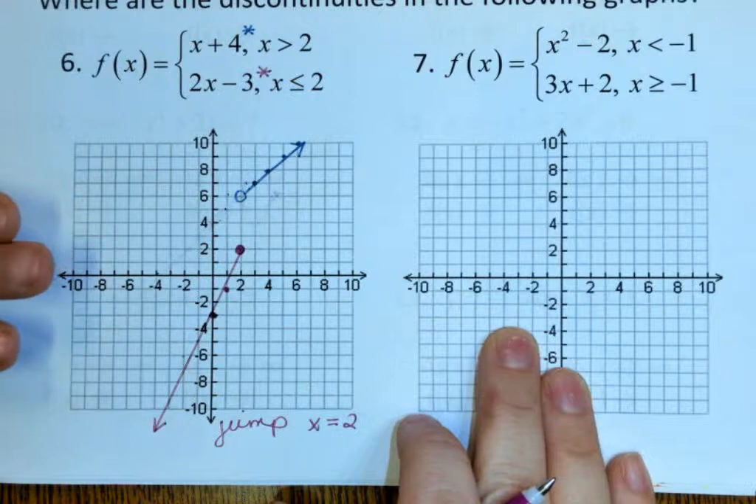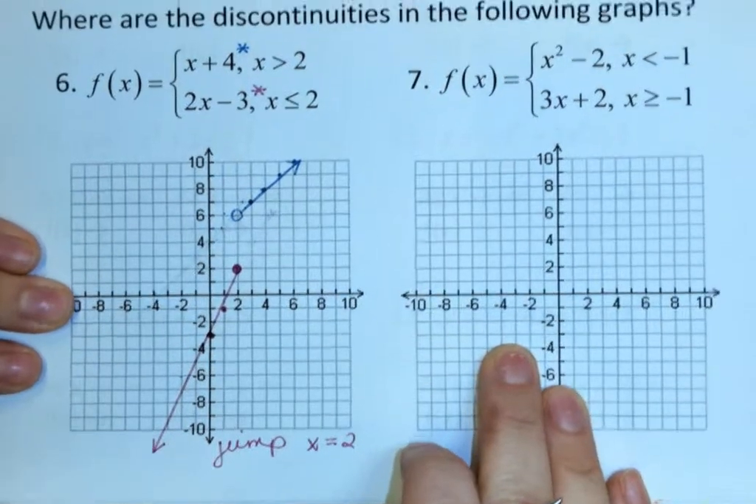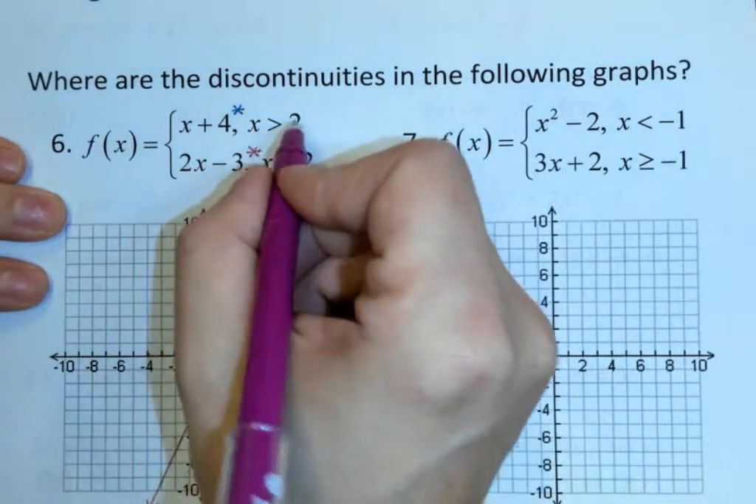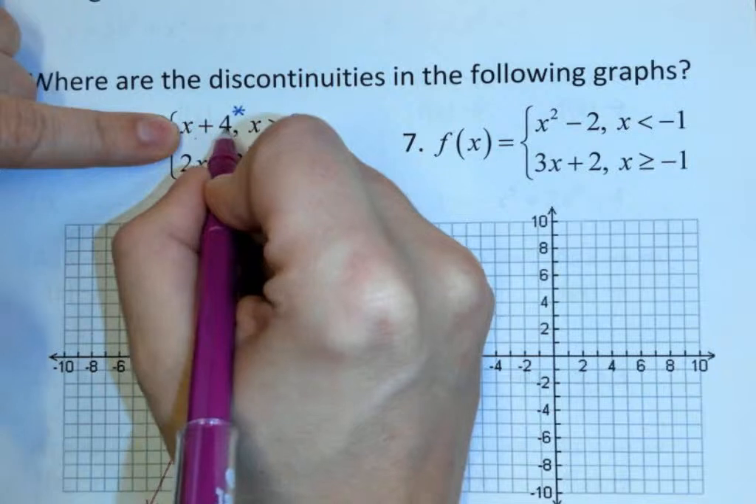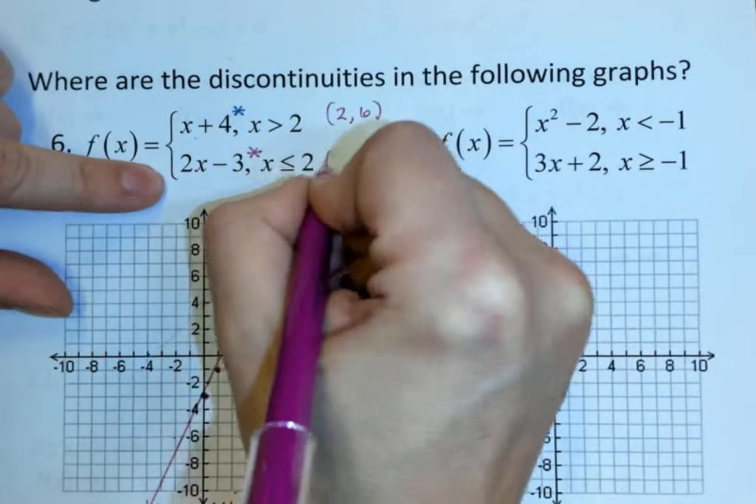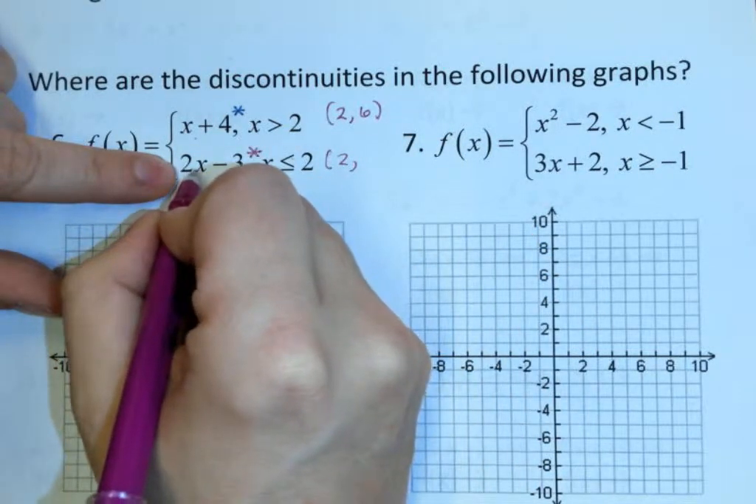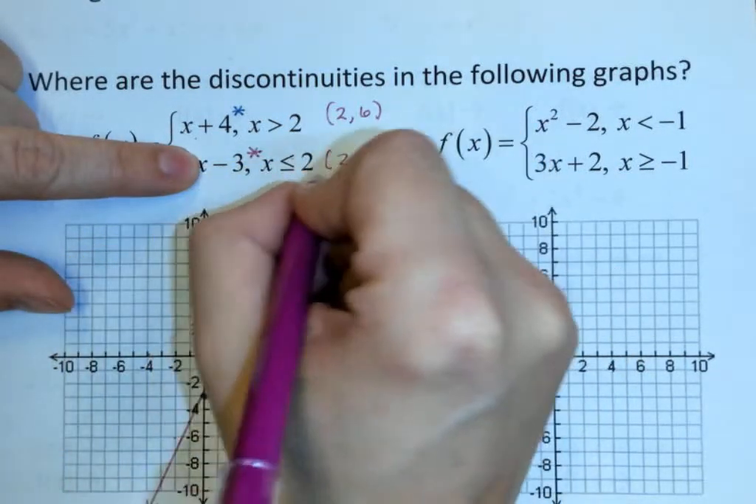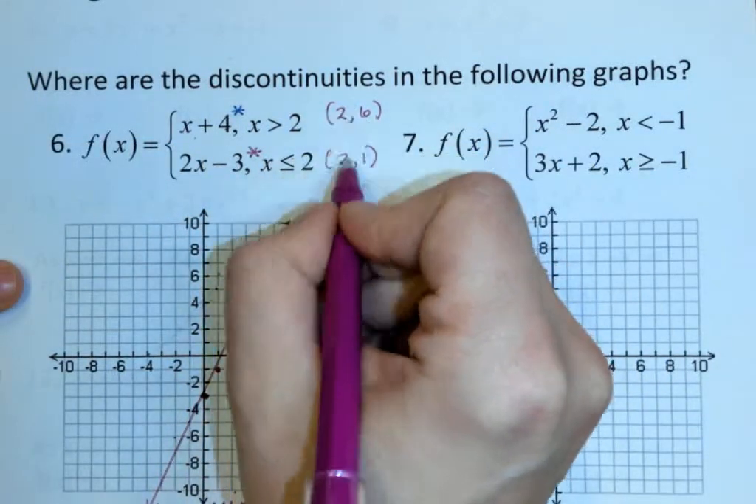Now, you could have done that without graphing it. You want to see how you do this without graphing it? All you do is you take this number, plug it in. What is 2 plus 4? So I have the point 2, 6. I'm going to take this number, plug it in. 2 times 2, minus 3? 1. Are those the same point?